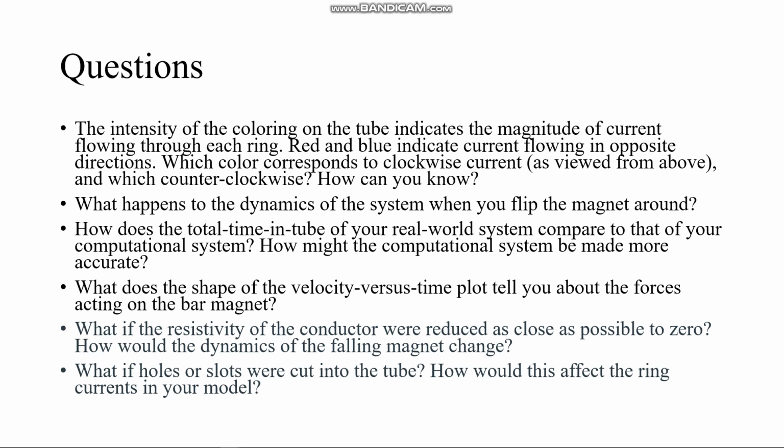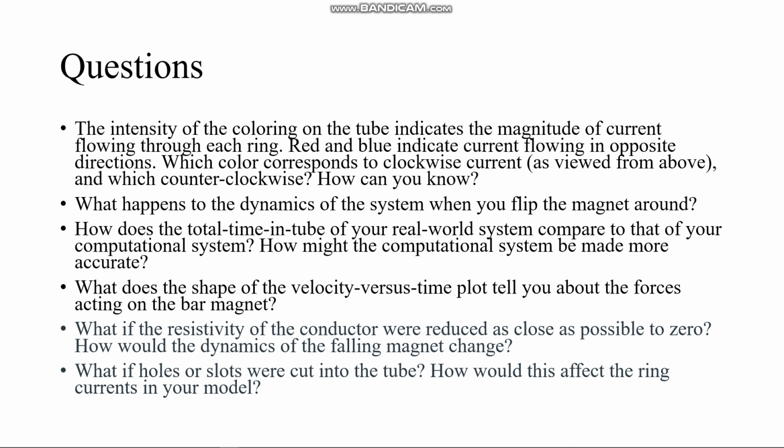We can do that by looking at the change in the flux and looking at the induced current. And then, what happens to the dynamics of the system when you flip the magnet around? It's still going to slow down, except what was previously a counterclockwise current is going to switch to a clockwise current, and vice versa. And then the total time versus the real world is a lot longer, and the reason could be that maybe my magnetic dipole moment was inaccurate, so I could change that, and I could calculate for each individual ring to try to get a more accurate time frame.